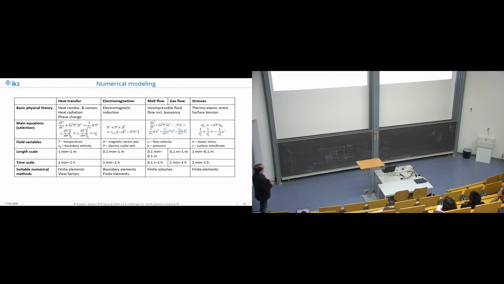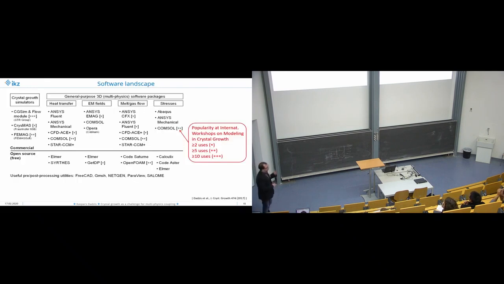Okay, and the numerical methods are also well known, which we need for this problem: finite elements, view factors for heat radiation, boundary elements, finite volumes. And, well, if you look for possibilities to solve this, you can actually find a lot of codes which could be used. I did a benchmark a few years ago when I worked for an industrial company to decide which code could be used best for such problems. And I think some of these are well known, like Ansys or Comsol or OpenFOAM. And we have, of course, both commercial software and also open source software.